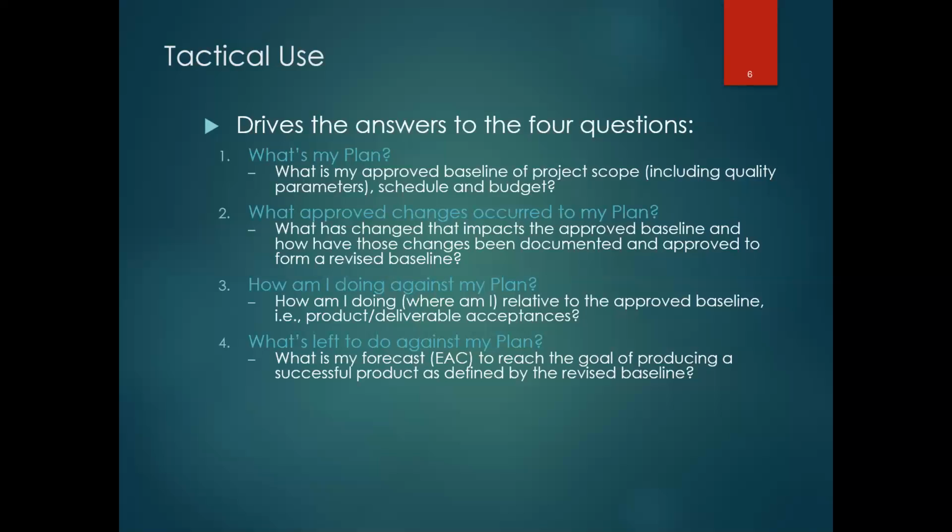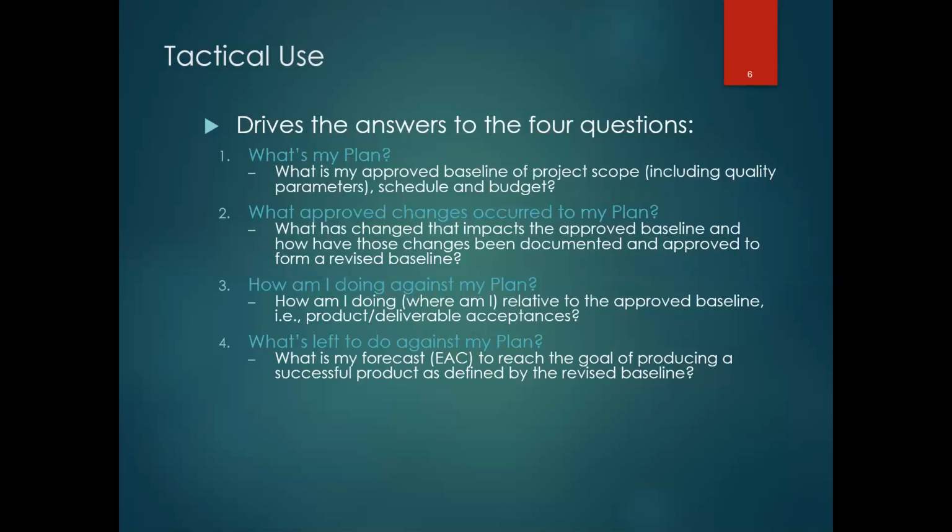Then you can measure and say, how am I doing against my plan, my approved baseline in particular, and my product and deliverable acceptances, right? If I'm not getting deliverable acceptances, or there isn't a mechanism for that, how do I know that I'm done? Okay. And then you can do the EAC, the estimate to complete, or the forecast, and say, what do I have left to do? So the whole idea of effort-based scheduling is to be able to answer these four questions.